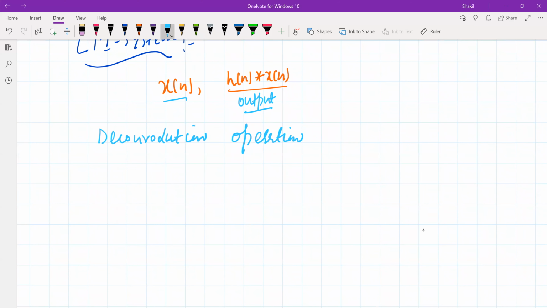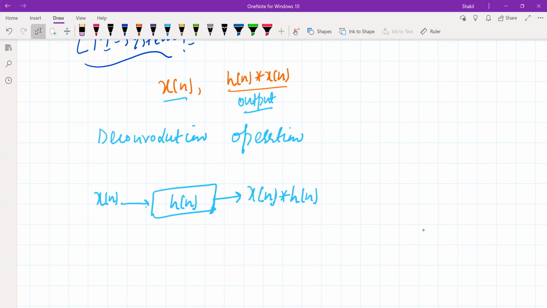So from the system point of view, I use the system notation. I'll say this is h of n, the impulse response of this system, and the output is x of n convolved with h of n. If the system is invertible, our job is to get x of n back from this signal, which is x of n convolved with h of n. Whatever this operation is, it is referred to as a kind of deconvolution operation.